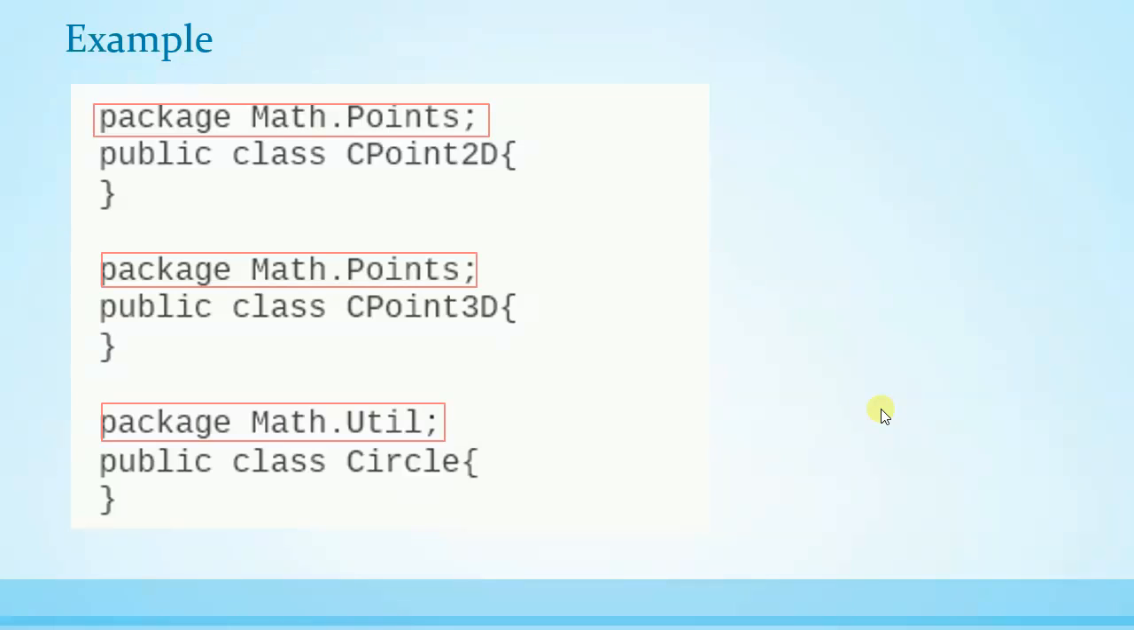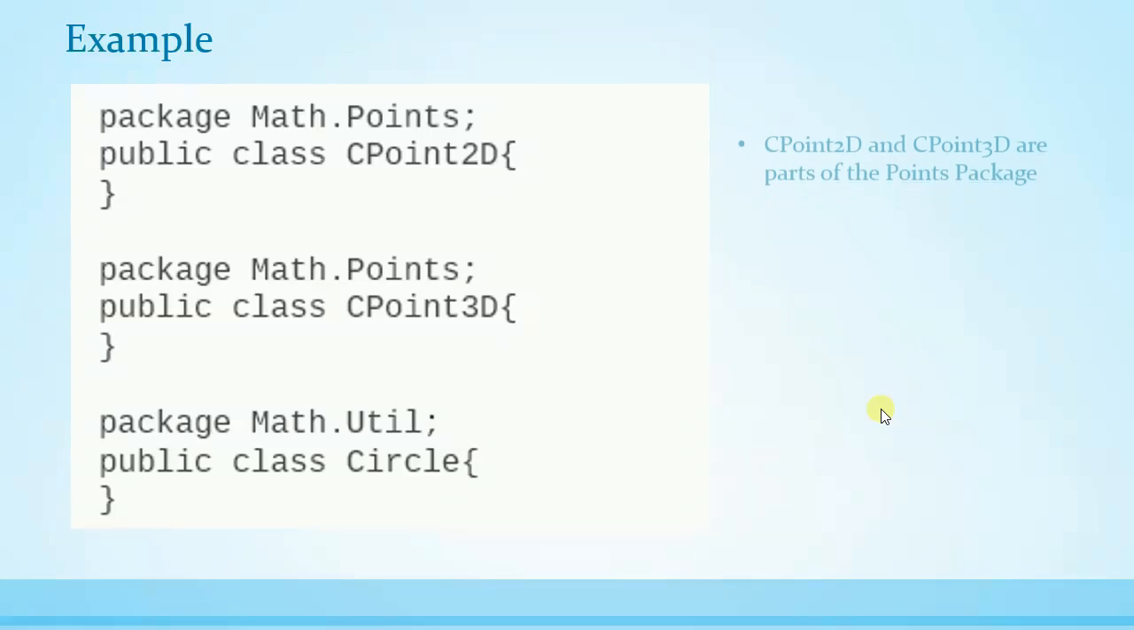That means in the C2D we specified package math.points. That means C2D belongs to the points package. Similarly, C3D becomes part of the points package, and Circle belongs to the util package. So in all three cases we defined our package name before the class name. So C2D and C3D are parts of the points package.